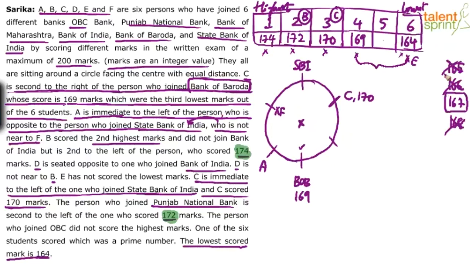See, 165 is a multiple of 5. 166, 168 are multiples of 2. So these cannot be prime. 167. So we now know all the 5 values, basically. One part is done. At least the sequence of marks is known to us and all the marks are known.